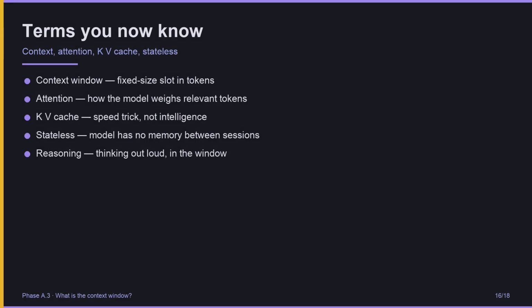Terms you now know. Context window, the fixed size slot, measured in tokens, that holds everything the model currently sees. Attention, how the model weighs which tokens matter most for the next prediction. KV cache, a speed trick, not intelligence. Stateless, the model has no memory between sessions. Reasoning, thinking out loud, written into the context window. 5 more terms. You are building a real vocabulary.